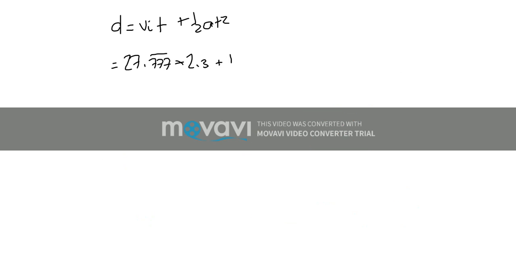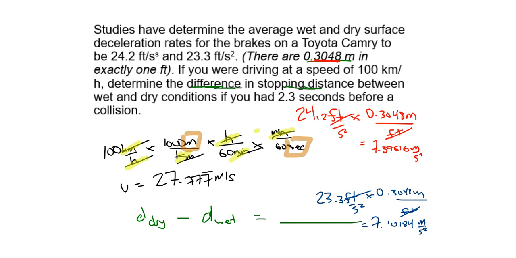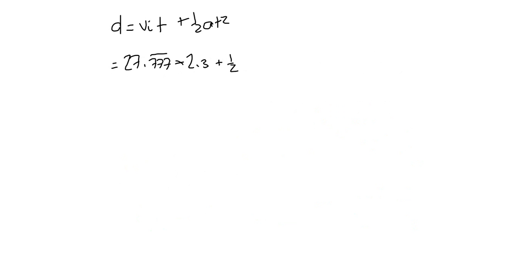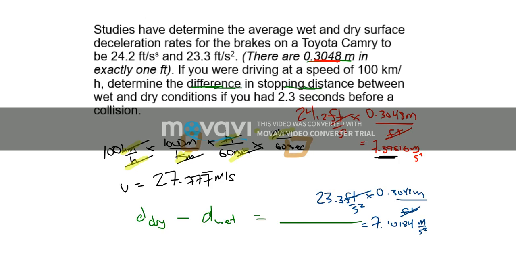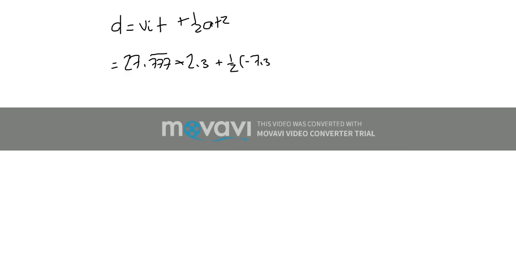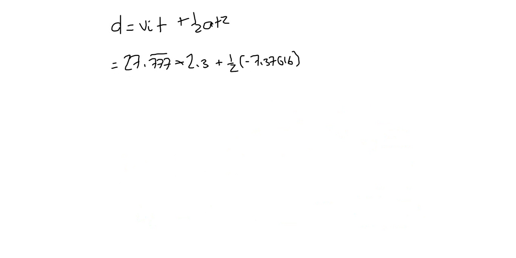Then I'm going to add 1/2 of a negative acceleration. So I'm going to use this one right here, the 7.37. I'm going to use the wet surface one. So we're going to multiply by negative 7.37616, and make sure you get the whole value. There's actually a way to store these values in most calculators. And if you know how to store a value in a calculator, that's fantastic. If not, this would be another great time. Pause the video, ask Chris.